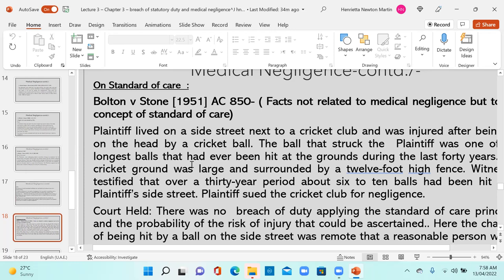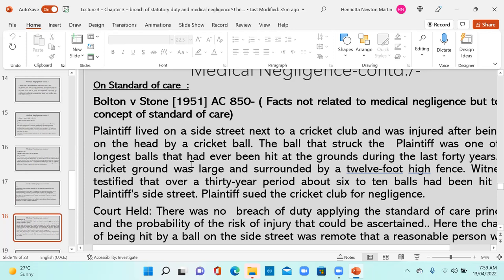One day, a series of matches was going on at the cricket ground. Normally, when you play cricket, the ball would cross the compound of the cricket club, but it's not always a usual phenomenon. There were witnesses saying that hardly any balls had gone that far during the last 40 years they had been staying in or moving around this area. So in this case, the plaintiff was living on a side street, and there was one of the longest hits, a sixer, that went way beyond the compound wall and hit the plaintiff while he was on the side street.